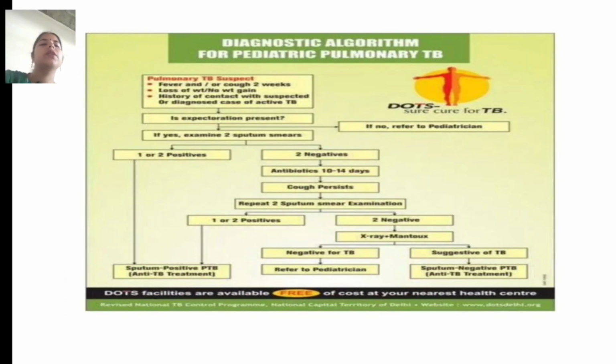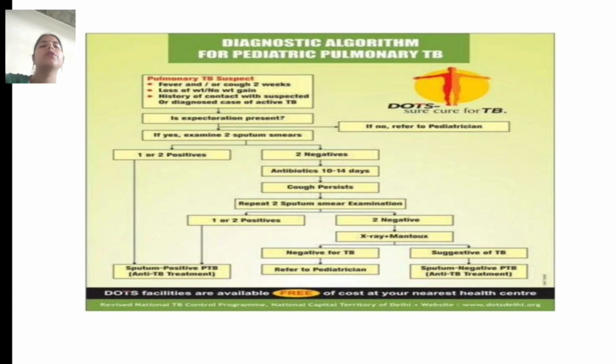Next is the diagnostic algorithm for pediatric pulmonary TB. In case of pediatric TB, pulmonary TB is suspected with fever and/or cough for 2 weeks, loss of weight, no weight gain, or a history of contact with a suspected or diagnosed case of active TB. Expectoration is also checked. If yes, examine two sputum smears: one or two positive, or two negative.